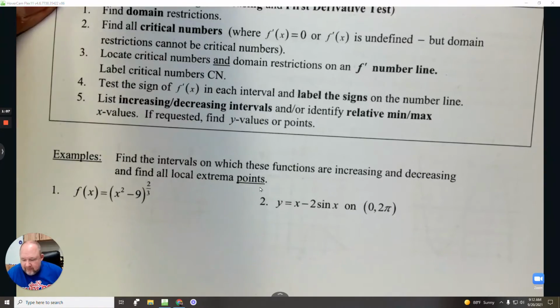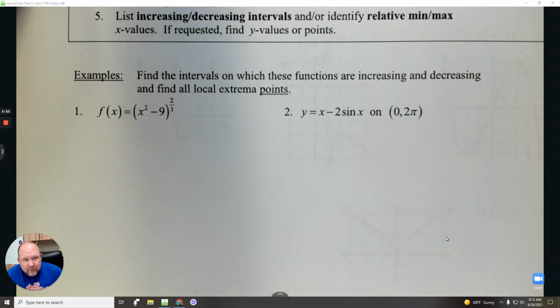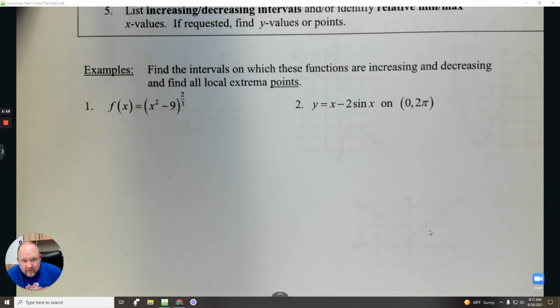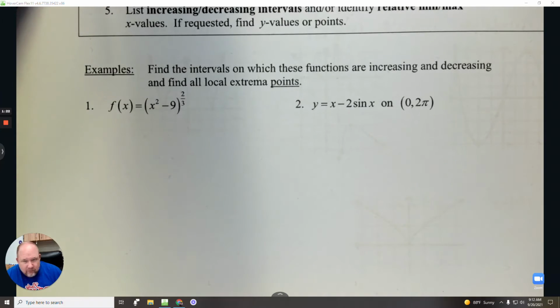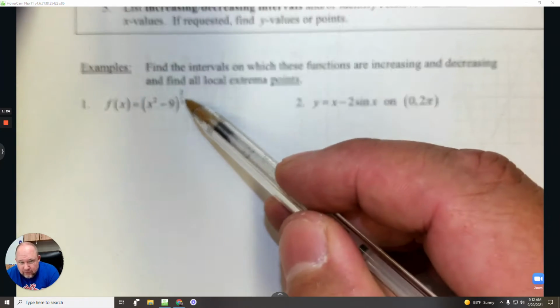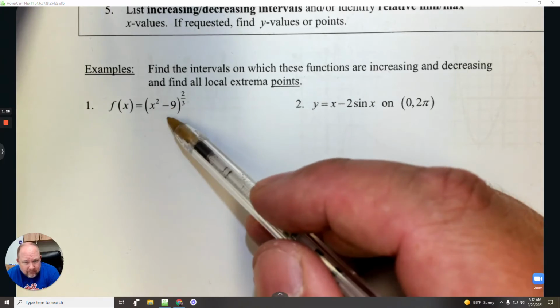All right, let's look at example number 1 here. Find the intervals in which these functions are increasing and decreasing, and find the local extreme points. That's the local maximums and minimums. Step number 1 is to write down any domain restrictions. Cube root. You can cube root a positive number or a negative number. There are no domain restrictions here.